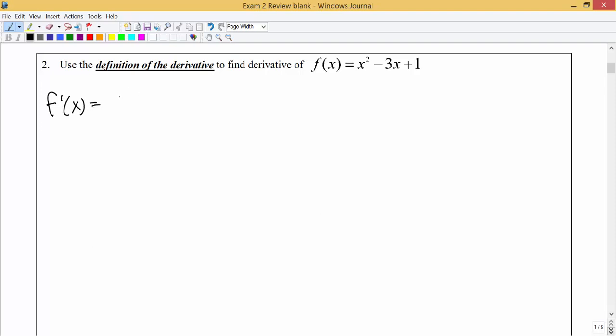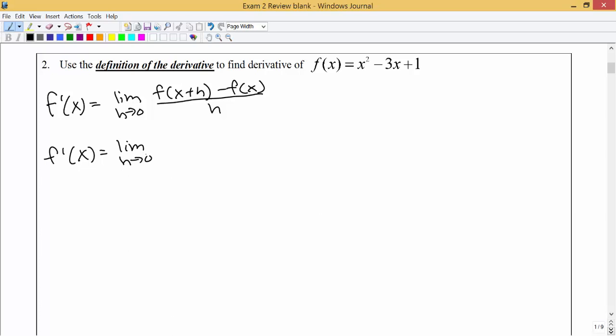That's f prime of x is equal to, and important here that we write the limit as h approaches 0 of f of x plus h minus f of x divided by h. So we're looking for the limit as h approaches 0. We're going to put in x plus h into our function. So the function f takes inputs in and squares them, and then does minus 3 times the input, and then adds 1. So for f of x plus h, we're going to put x plus h into the parentheses there.